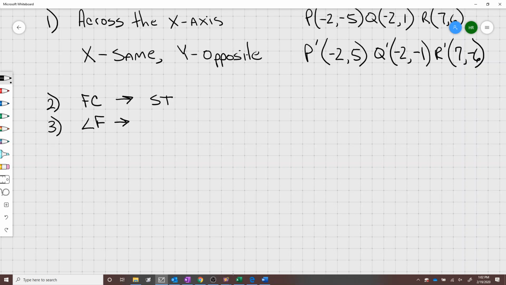Number 3 asks you to name the image of angle F. Well, angle F, what does that correspond to in the image on the right? Look at it again. It's angle S. How come the P, you mean P and P prime? Yeah. Because this is the pre-image. This is the image after the translation. That's what that little prime symbol means.